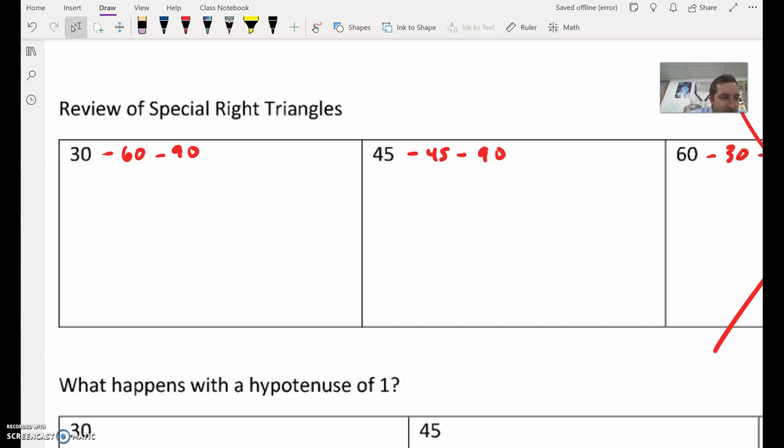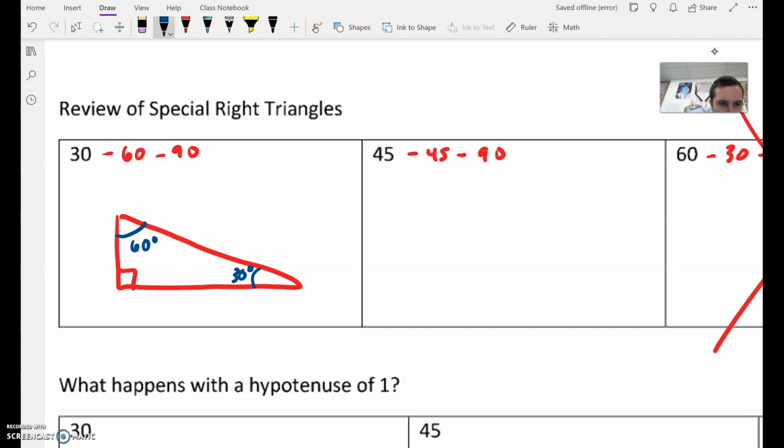30, 60, 90 triangle. If it looks like this, let's make it look a little bit more like this. One side will be shorter and one will be a lot longer. The reason we do that is because obviously this is the smaller of the two. That's the 30. This one's a little bigger. That's the 60. And then we've got the 90. Check this out.